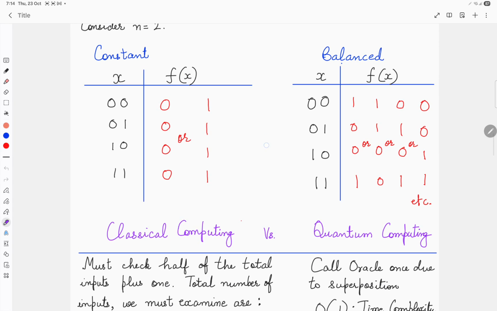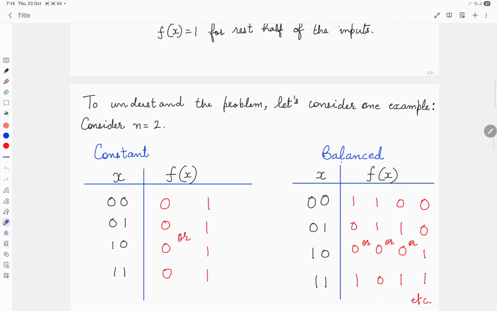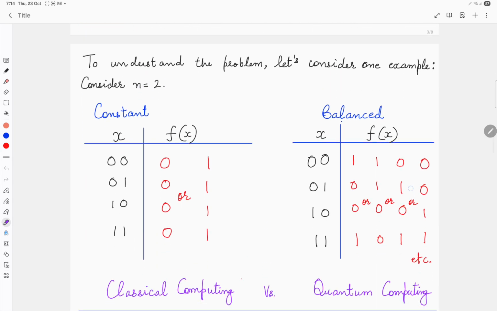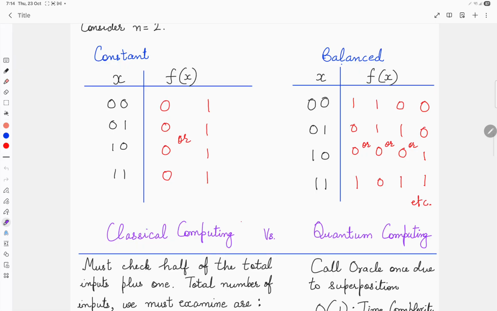So let us consider, if we gave 2 qubits as the input, let us see the options. Now if we give 2 qubits as the input, what can be the combinations? 0 0, 0 1, 1 0, and 1 1. So in the case of a constant function, for all the inputs the output is either 0 or 1. So this is a constant function.